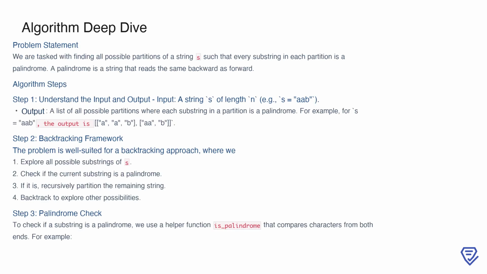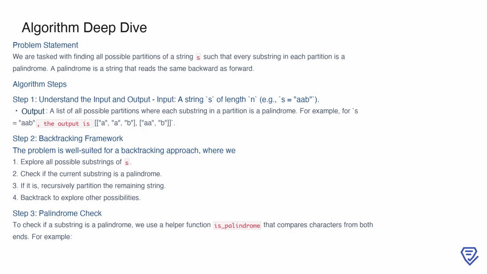The goal of this problem is to partition the input string such that every substring within a partition is a palindrome. A palindrome, as a reminder, reads the same backward as forward, like racecar or AA. To achieve this, we need to identify all possible ways to split the string into such valid partitions. For example, if the input is AAB, the output should include partitions like A, A, B, and AA, B.